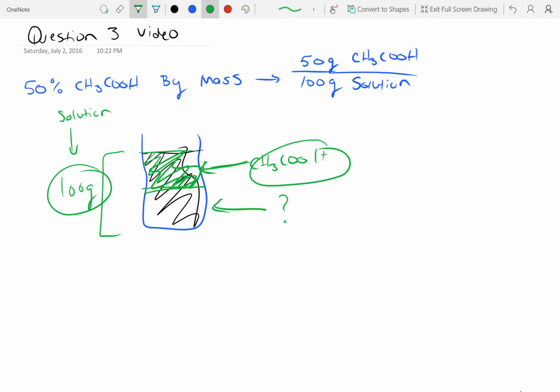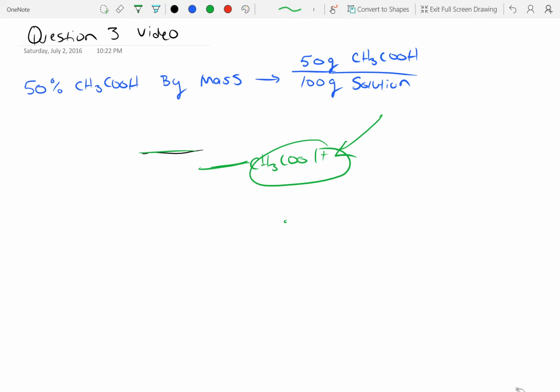But the whole point is that we have CH3COOH and we have a solution made up of everything in this beaker. That's just explaining what you probably already know about the solution being the whole thing, and that the CH3COOH is half of that solution.